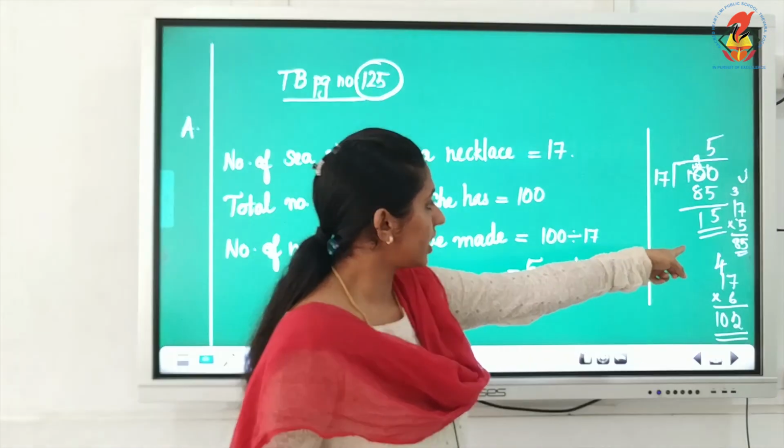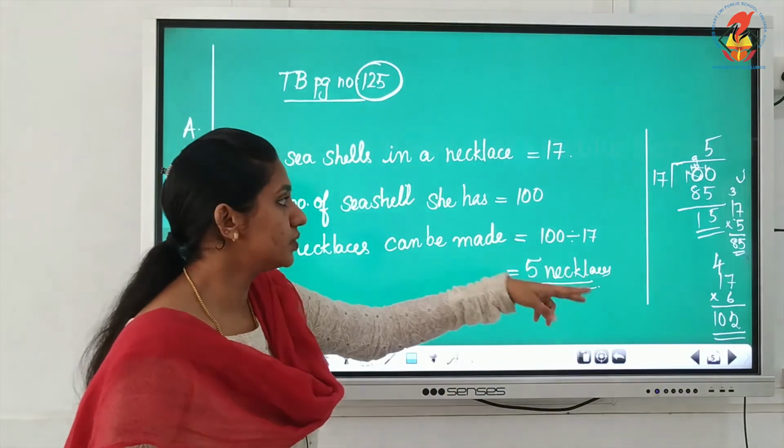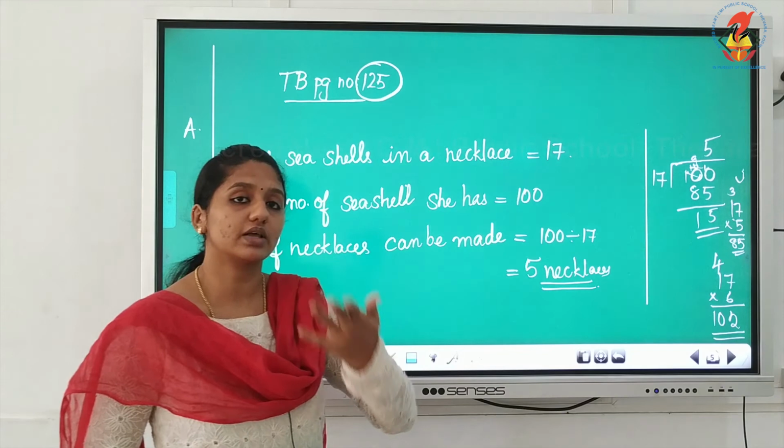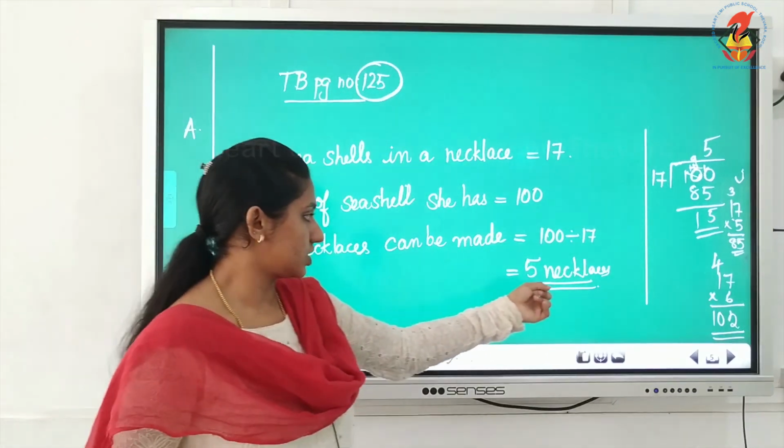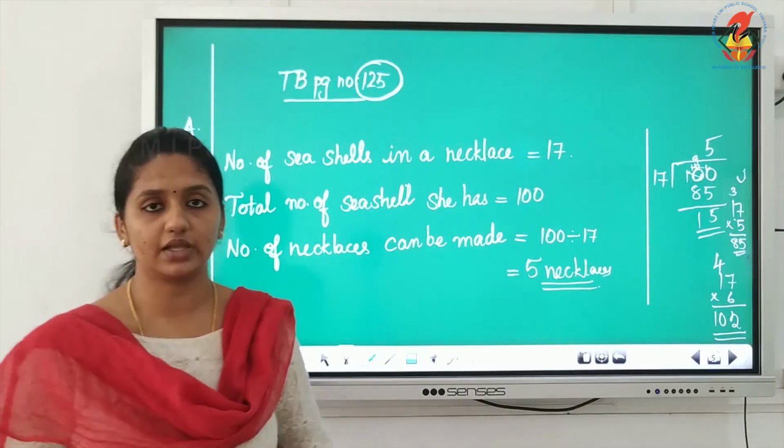When we divide, the balance is 15 seashells left. So 2 more seashells are needed to make another necklace. So the total number of necklaces that can be made from 100 is 5 only. Okay.